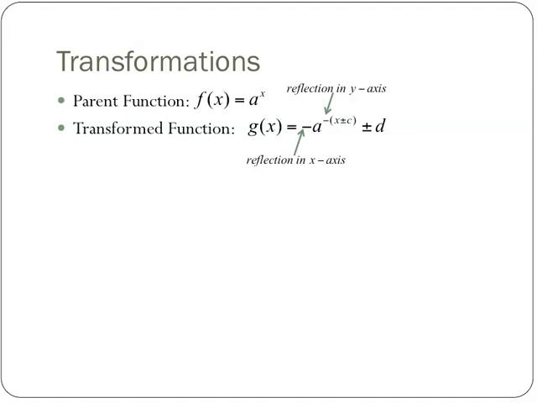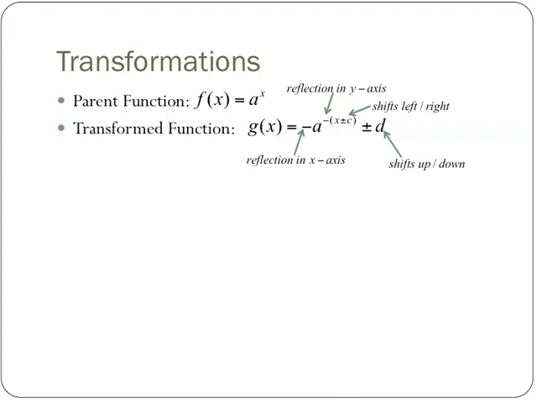The plus or minus c is going to shift it left or right. Now remember, for left and right, if it's plus a number, it's going to shift to the left. If it's minus a number, it's going to shift to the right. And then the plus or minus d, that shifts it up or down. And this one is more natural. So plus d shifts it up, minus d shifts it down.